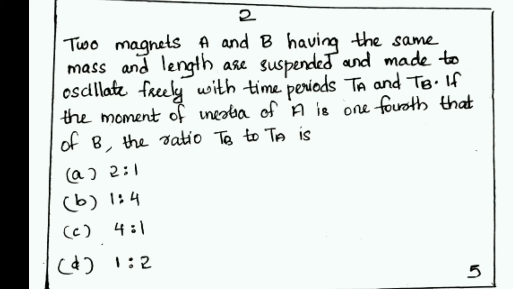Here it is given two magnets, one is A and another is B. They both have the same mass and length. They are suspended and made to oscillate freely. Both have a time period, of course. A has a time period TA, B has a time period TB. One thing given is that the moment of inertia of A is 1/4 that of B. Here we have to find the ratio TB to TA.